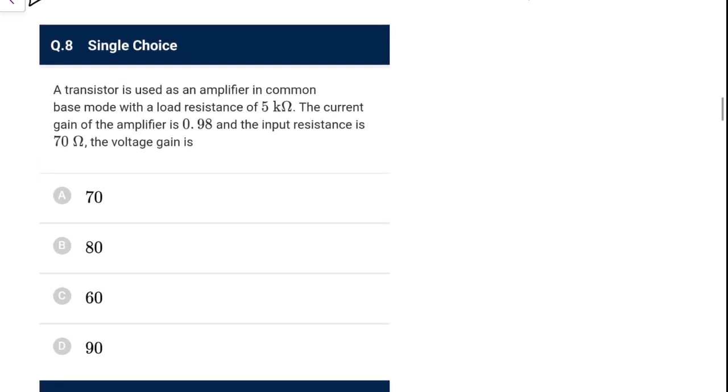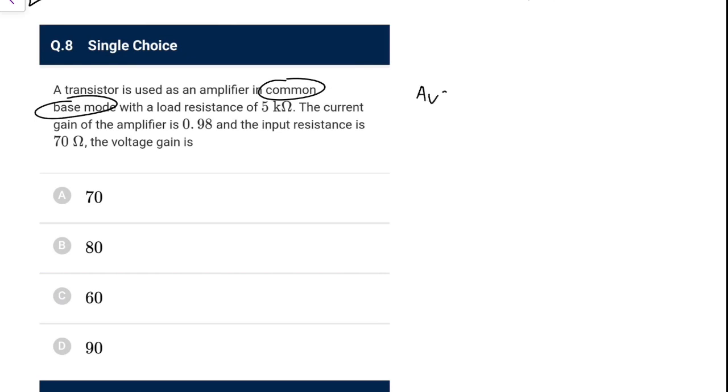Next, a transistor is used as an amplifier in common base mode. Okay, so here it is common base mode, usually not asked as such in your CBSE course, but somehow some questions have been asked in the examination, so we'll attempt it. With a load resistance of 5 kilo ohms, the current gain is 0.98, the input resistance is this, what would be the voltage gain.